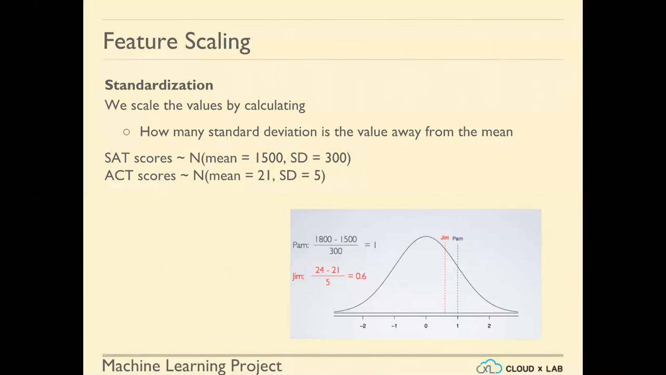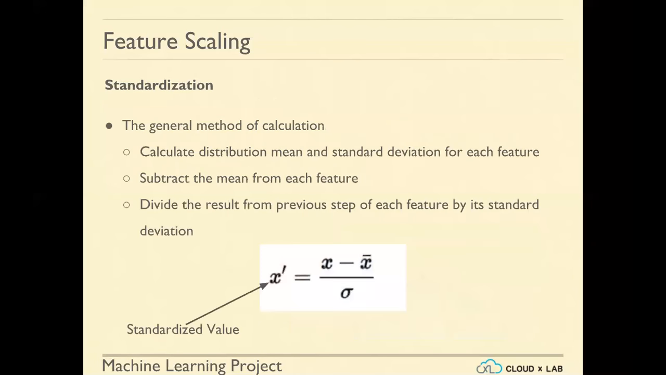Standardization is finding the standard deviation and then computing how many standard deviations each data point is away from the mean. So we subtract the average from each data point and then divide by the standard deviation.